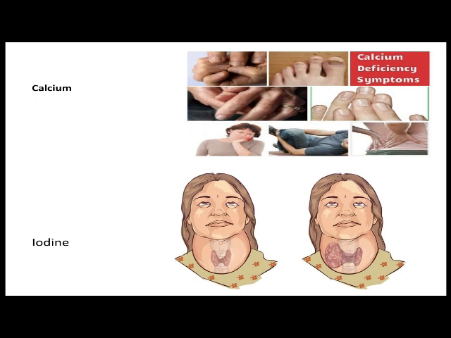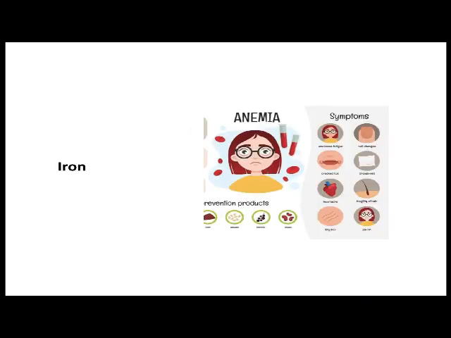The next type of mineral is iodine. In case of iodine deficiency, it results in a disease called goiter, where you can notice a swollen neck, which affects your thyroid gland, and it may also disturb the mental ability in growing children. And the next type of mineral is iron. The deficiency of iron results in a disease called anemia, where the content of your red blood cells will reduce, as I've already shown in the previous slides, and the person may become very weak.